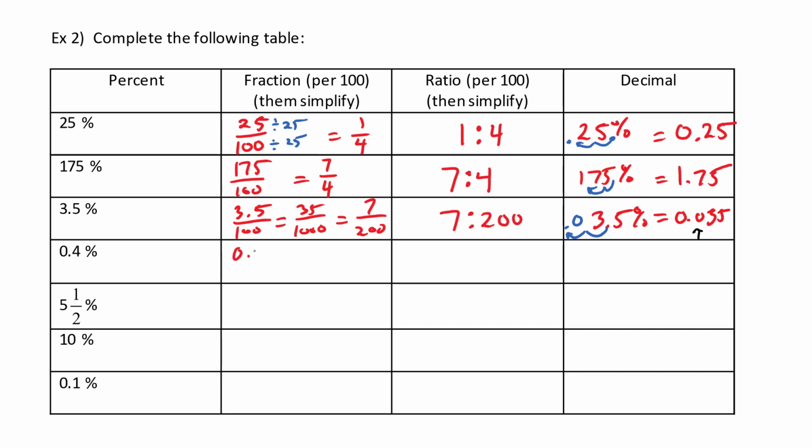0.4%. 0.4 per 100. Multiply the top and the bottom by 10 to get rid of the decimal. Now we divide the top and the bottom by 4. 1 over 250. As a ratio, 1 compared to 250.